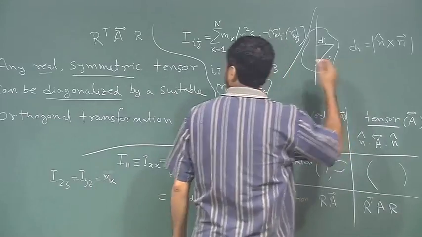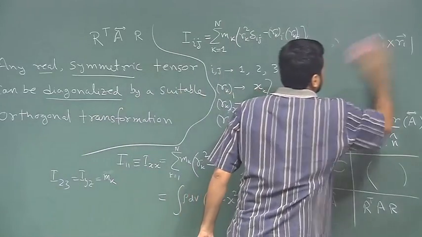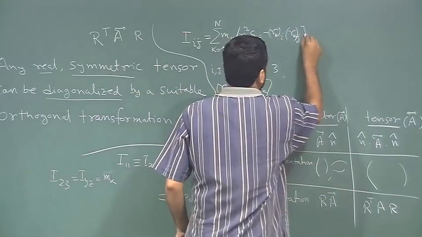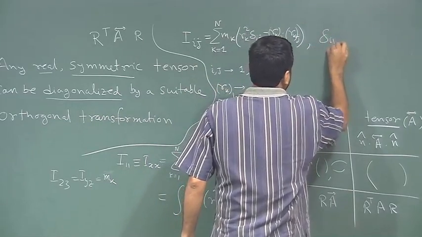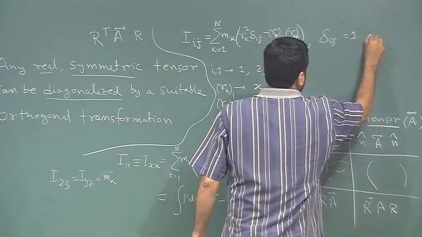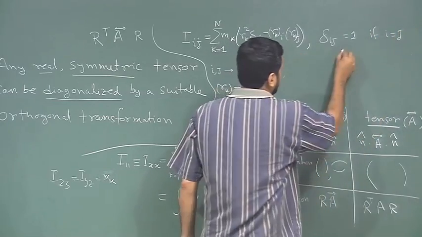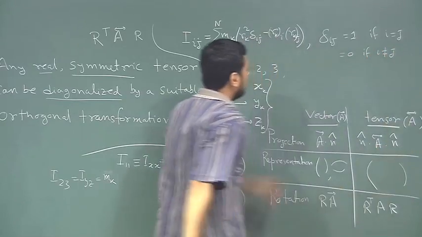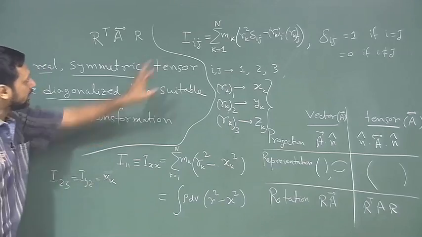So, I do not have any space, I can remove this, I think I don't need any more, right. So, delta ij is equal to 1 if i equals j, and equal to 0 if i is not equal to j. So, if I take I 2 3, that means i is not equal to j.